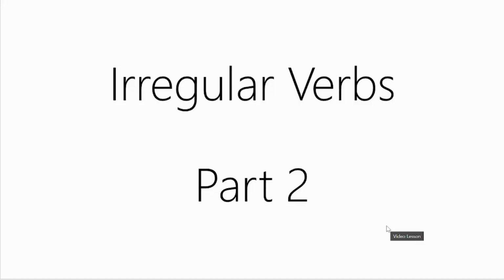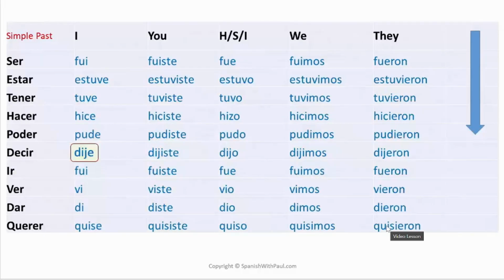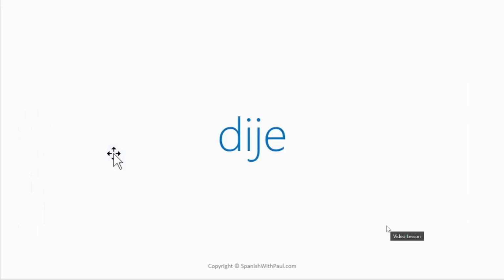Welcome to part 2. Let's continue practicing using our chart and pronouns with these irregular verbs. We want the sound of I said or I told. So this is simple past. We have the angle of I and then the verb to say or to tell, decir. So the sound is dije. Dije is I said or I told.